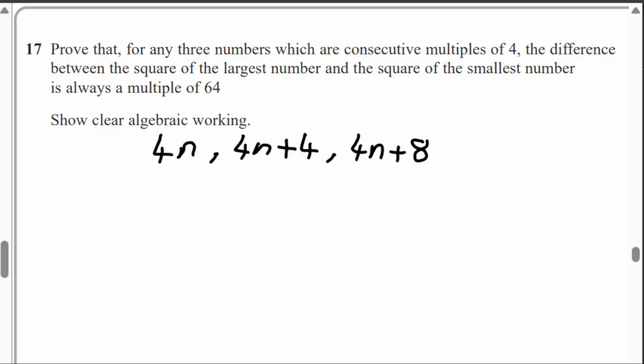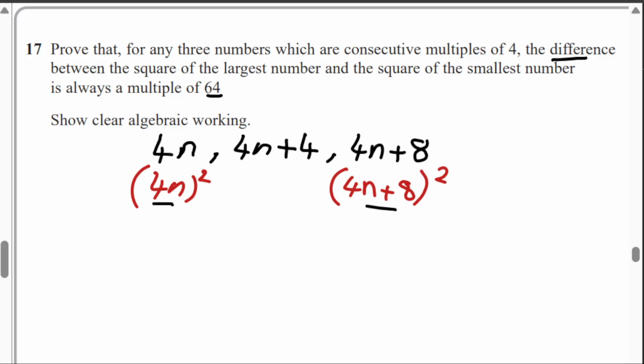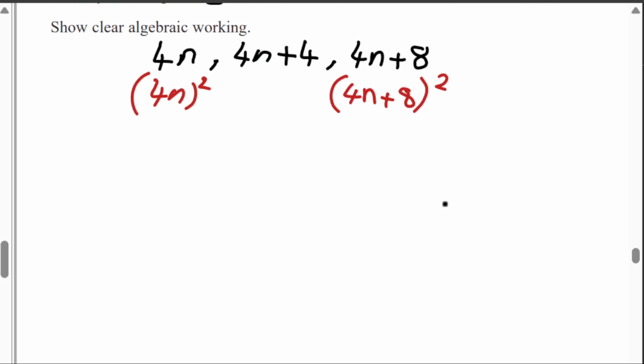Now these are the three numbers. The question says the difference between the square of the largest and the square of the smallest should always be a multiple of 64. So let's first find the square of the smallest, which is 4n squared, and the square of the largest, which is 4n plus 8 squared. We then subtract them and see how it goes. We just follow the steps: they said the difference, so we'll just find the difference.